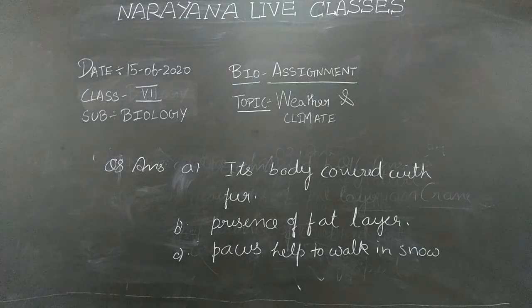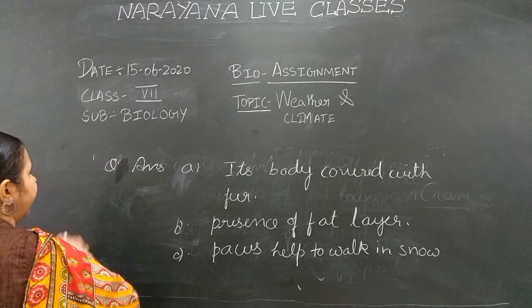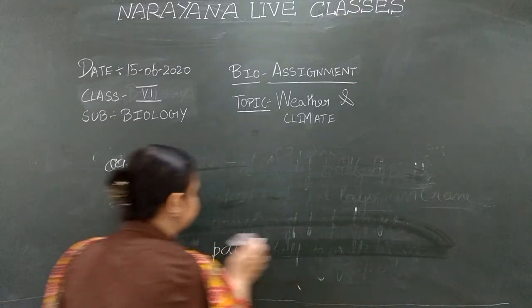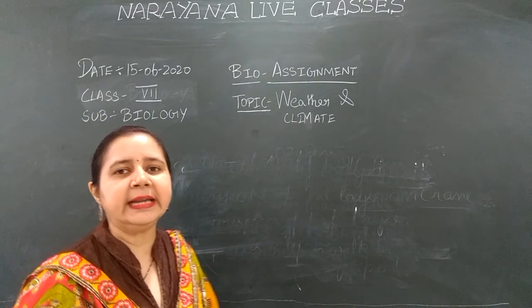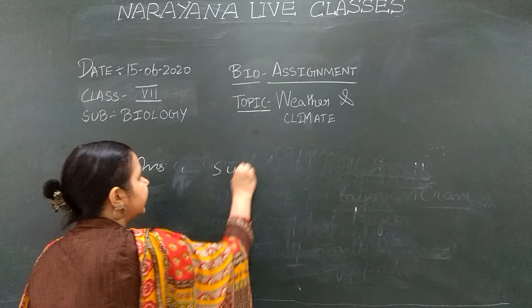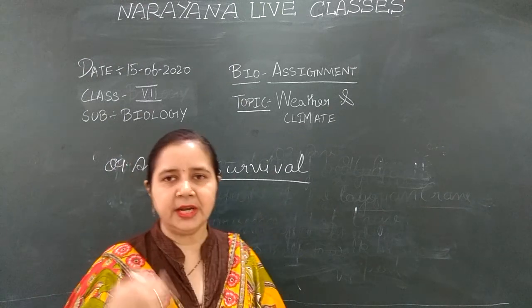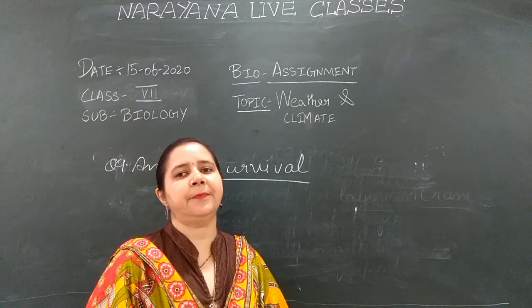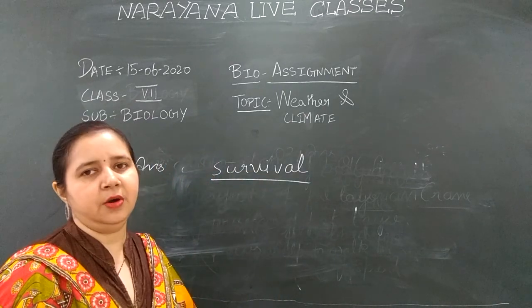Now, the ninth question is, adaptation is important for dash of the animal. We are studying so many adaptations in different types of animals. So, adaptation is important for dash of the animal. What could be there in the dash? For the survival of the animal. So, the answer to question number 9 is survival. Whatever adaptations we are studying in many of the animals, these adaptations help the animals to survive in a particular climatic condition. So, adaptation helps in the survival of the animals.